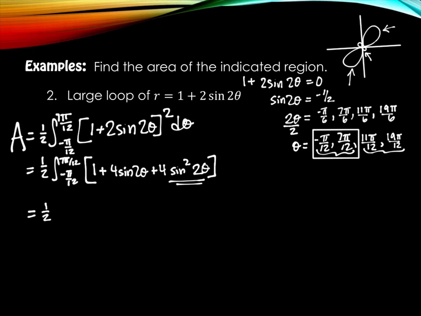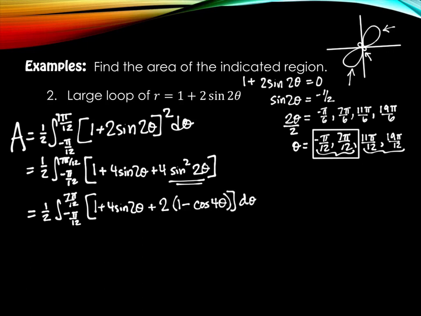And so we have the 1/2 integral from negative pi over 12 to 7 pi over 12. And then with the power reducing here, I have 1 plus the 4 sine 2 theta, like that's nothing different. But then in power reducing this, I have a 2, and I have 1 minus the cosine of 4 theta. Okay, that's the power reducing formula that I will need. And I'm going to clean up just a little bit. Oh, I forgot my d theta up here too. I'm going to clean up what's inside here just a little bit before I take my antiderivative.